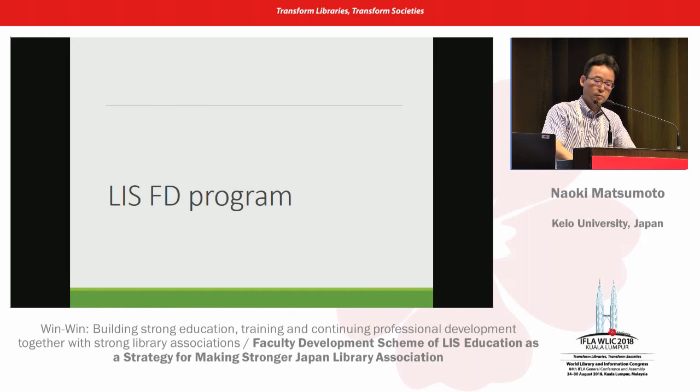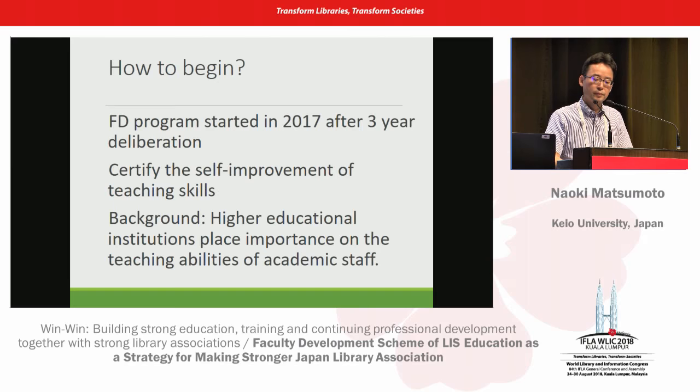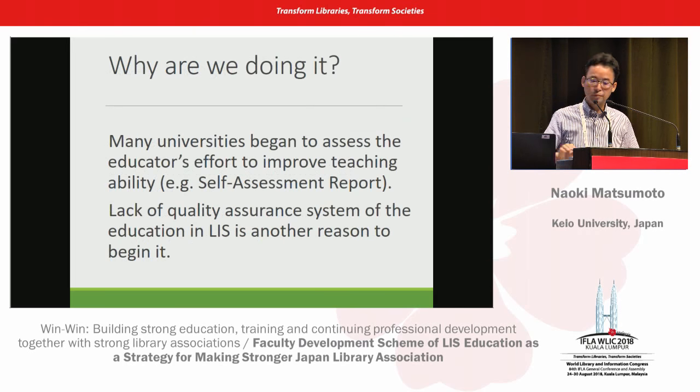Now, I would like to talk about teaching skill. The reason why we began the program is that these days, higher educational institutions like universities or colleges in Japan place importance on the teaching abilities of academic staff. And many universities began to assess the educators' effort to improve teaching abilities. For example, many faculty members need to submit a self-assessment report every year.